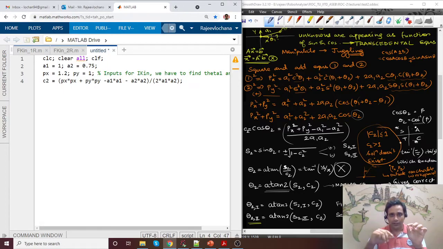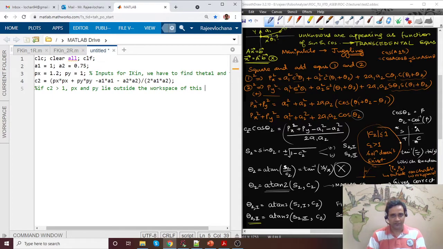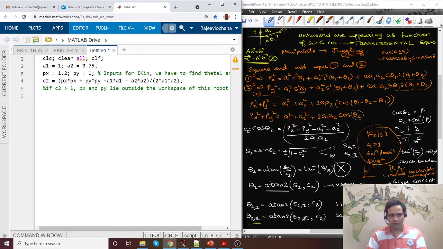Now for C2, we will have to check whether it is greater than 1. If it is greater than 1, we have to exit. We'll have to tell that it is not a valid solution. If C2 is greater than 1, Px and Py lie outside the workspace of this robot. Those outputs you can think of displaying, but for now we'll consider the scenario where only if it is less will we compute, otherwise we will not compute.